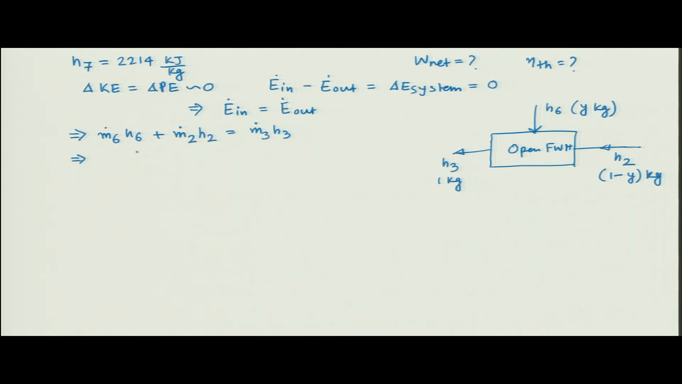Now, what is m dot 6? M dot 6 is y kg, multiplied by H6, and m dot 2 is 1 minus y kg multiplied by H2, that should be equal to m dot 3, which is 1 kg, multiplied by H3. So, from this we can calculate y, and y will be H3 minus H2 upon H6 minus H2. So, you put in the number.